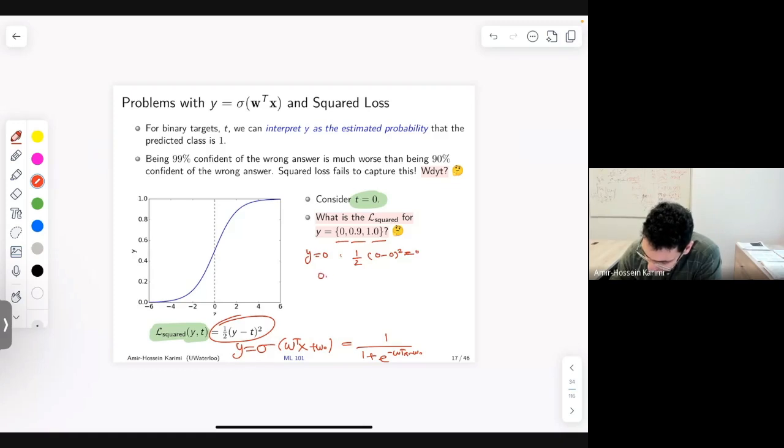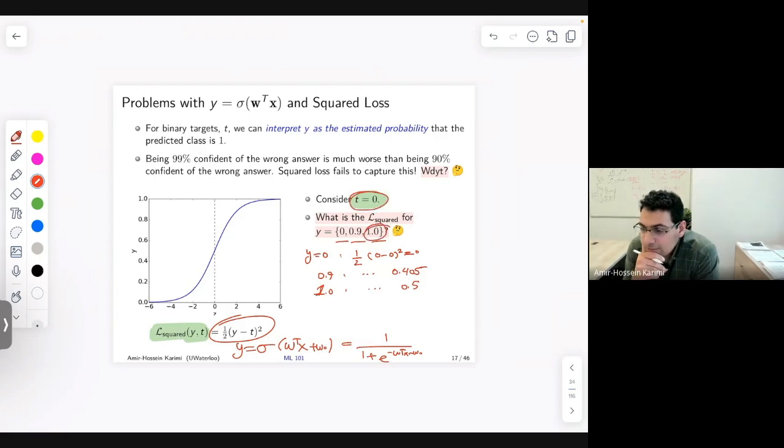What about 0.9? You work that out. I think that comes out to 0.405, something like this. And you work this out, this comes out to 0.5. So these are the different values of loss, right? But I want to draw your attention to the fact that for the case of y equal to 1, where the true target is equal to 0, this means I am absolutely certain of the wrong prediction.